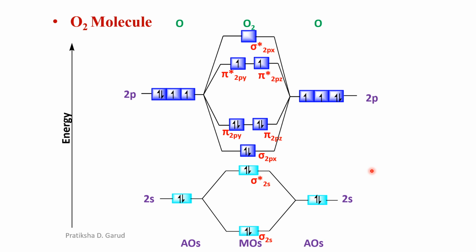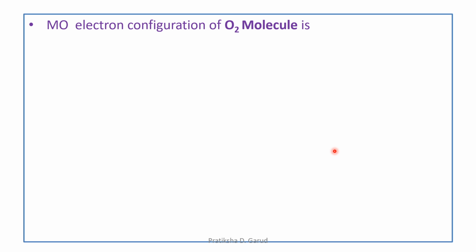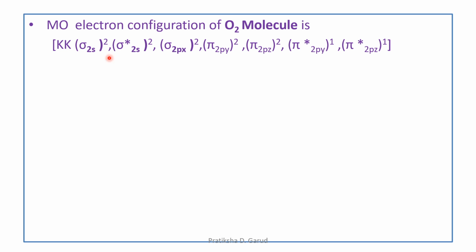Now, while writing the electronic configuration, first of all we have the letters KK for the 1s, then next sigma 2s2, sigma asterisk 2s2, sigma 2px2, pi 2py2, pi 2pz2, pi asterisk 2py1 and pi asterisk 2pz1. Let's see this. The MO electronic configuration of the oxygen molecule is KK sigma 2s2, sigma asterisk 2s2, sigma 2px2, pi 2py2, pi 2pz2, pi asterisk 2py1 and pi asterisk 2pz1.